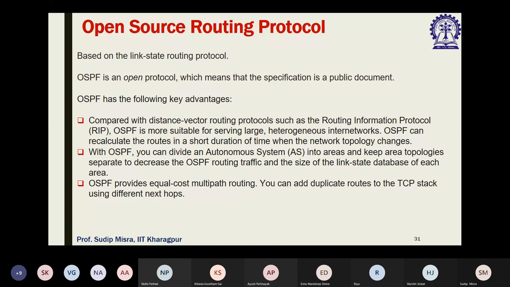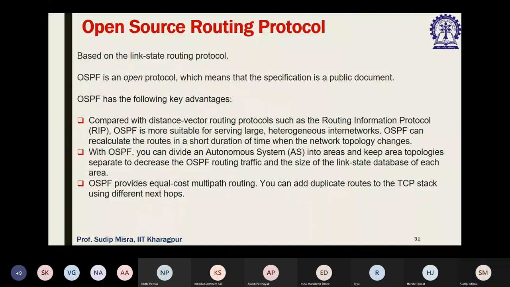So you remember that last class we spoke about link state routing. In link state routing, I told you that the routers store the link state table. Right? These link state tables are stored in the routers.